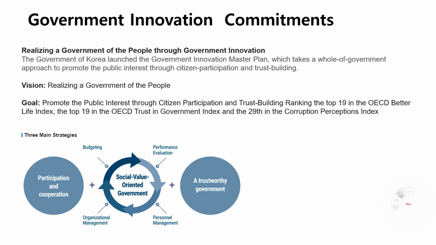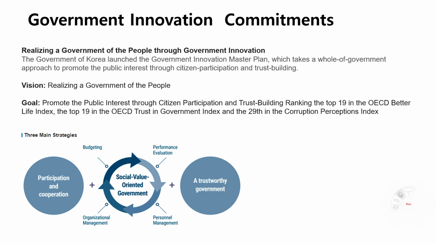Our government tries to increase citizens' participation in the policy making process, and the vision is realizing a government of the people. Goal: promote public interest through citizen participation and trust building. Ranking: in the top 19 in the OECD Better Life Index, in the top 19 in the OECD Trust in Government Index, and 29 in the Corruption Perception Index.